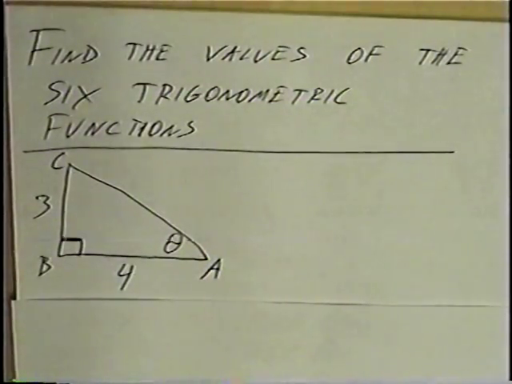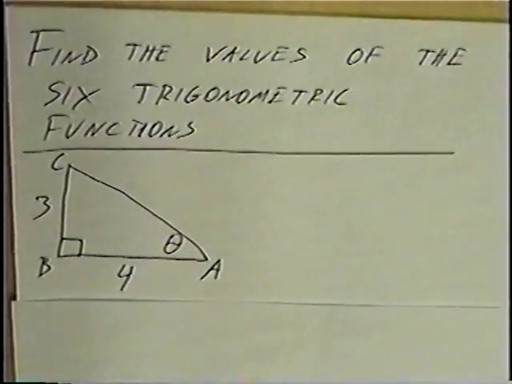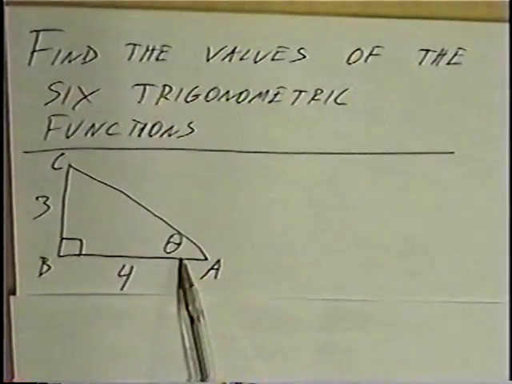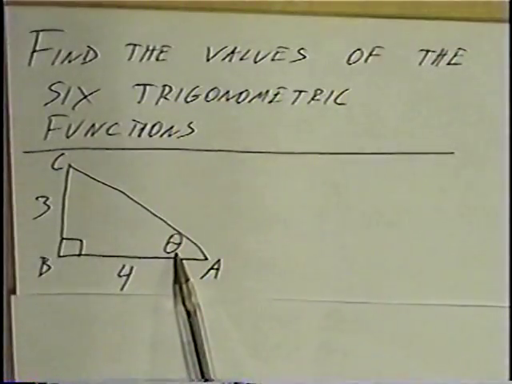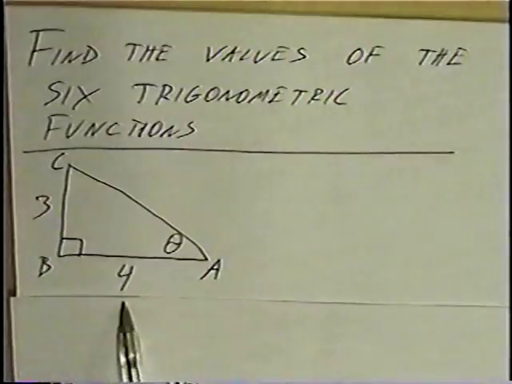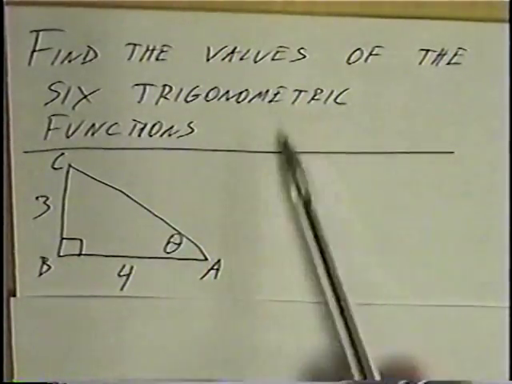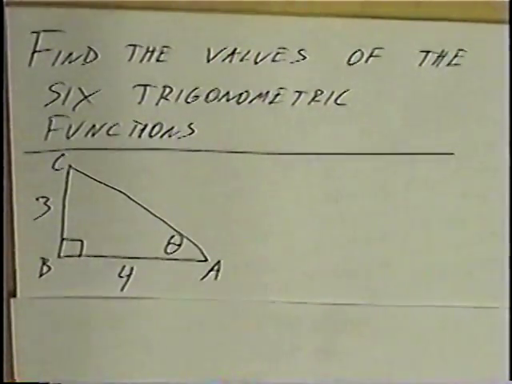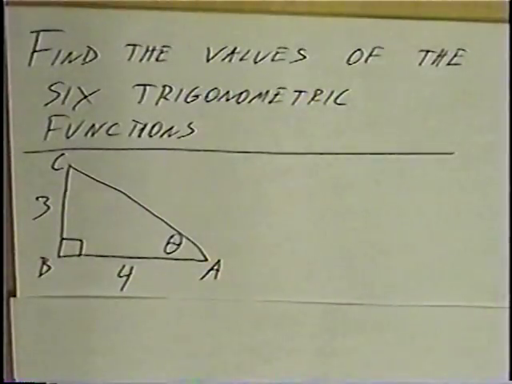Find the values of the 6 trigonometric functions. Given a right triangle, we can use an angle such as theta to find the 6 trig functions of theta. Knowing 2 sides of a right triangle, 3 and 4, before we find the trig functions, we need to know all 3 sides, or the hypotenuse of the right triangle.